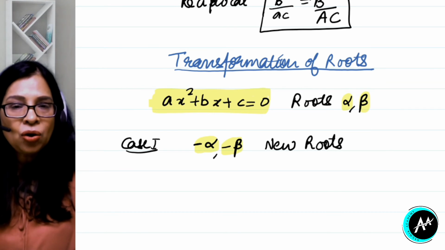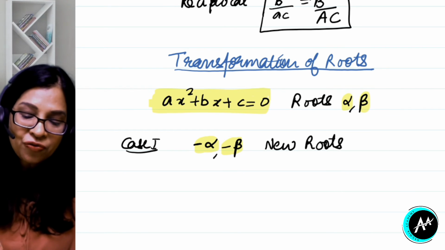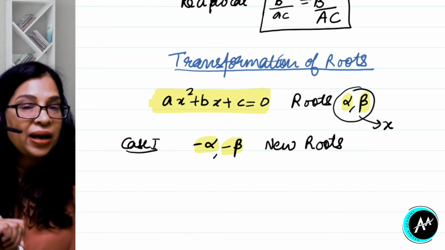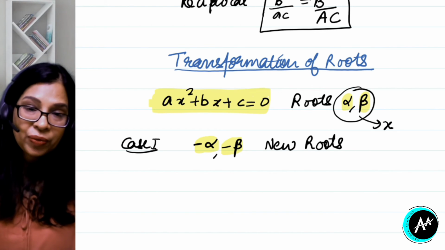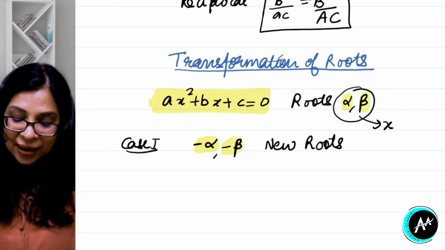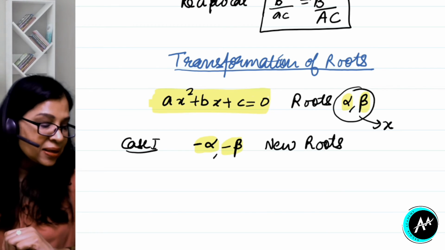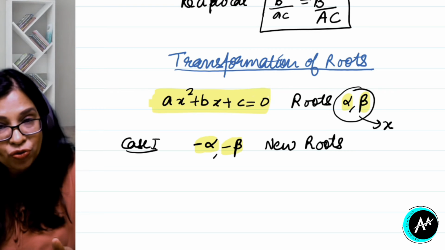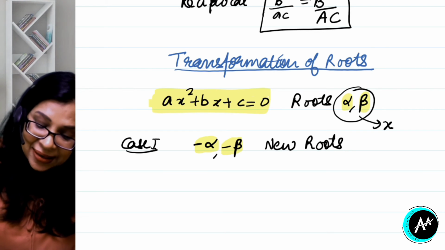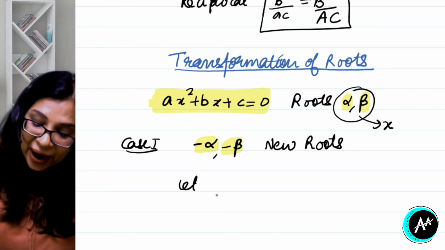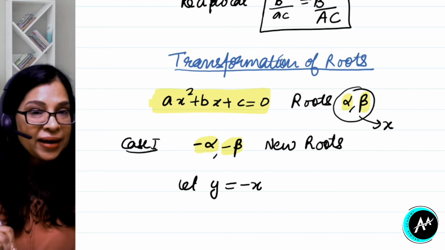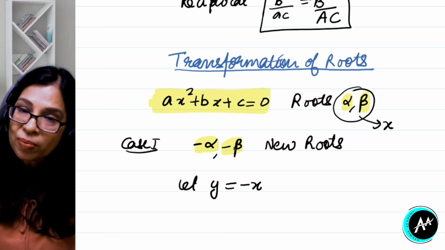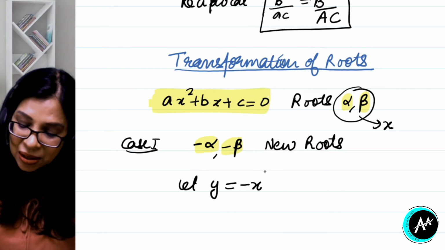Now what is the meaning of roots? Roots means values of x. So when I say roots are alpha and beta, it means these are the values of x. Now the new roots are minus alpha and minus beta. It means that roots are getting transformed, so x is changing. I will take a substitution now. Let y be equal to minus x. Why minus x? Because x was alpha, beta, and now I have new roots minus alpha, minus beta. So I will take this substitution.